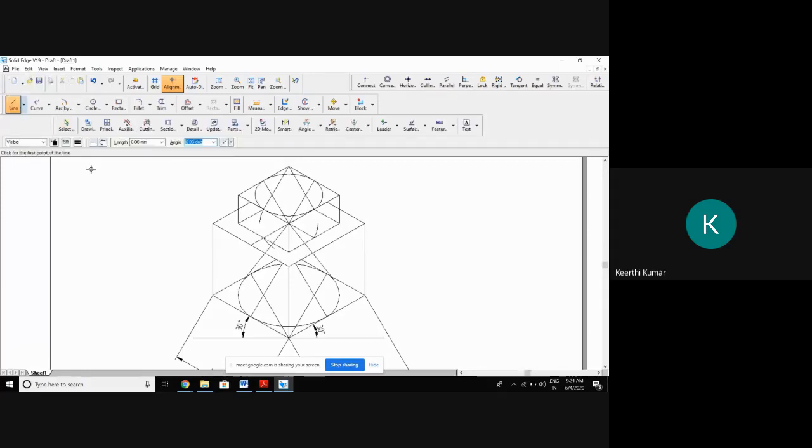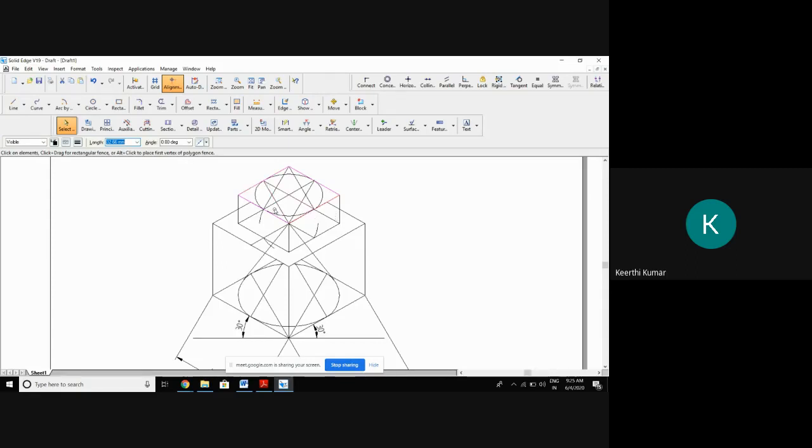Take the line. Concentrate only on this box now: 1, 2, 3, 4. Find the center of the box. How to find it? From the midpoint, draw the line till here. From the midpoint, draw the line till here, so that we will get a center. I have drawn these two with respect to the box. This is the outer box.